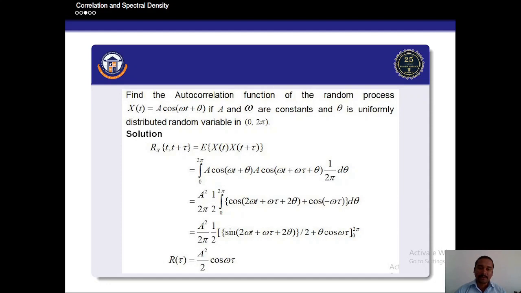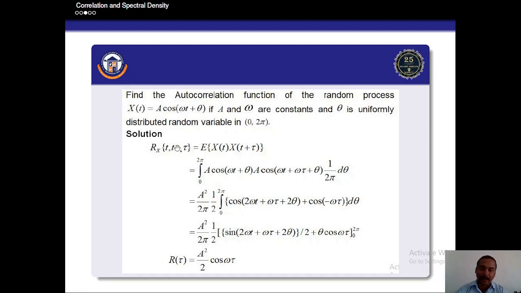So this is the first problem. Find the autocorrelation function of the random process X(t) equal to A cos(omega t plus theta), where A and omega are constants and theta is uniform in 0 to 2 pi. Here A is the amplitude of the signal, omega is the frequency and theta is the phase deviation. Theta is uniformly distributed in the interval 0 to 2 pi. That means f(theta) equals 1 divided by 2 pi in the interval 0 less than or equal to theta less than or equal to 2 pi.